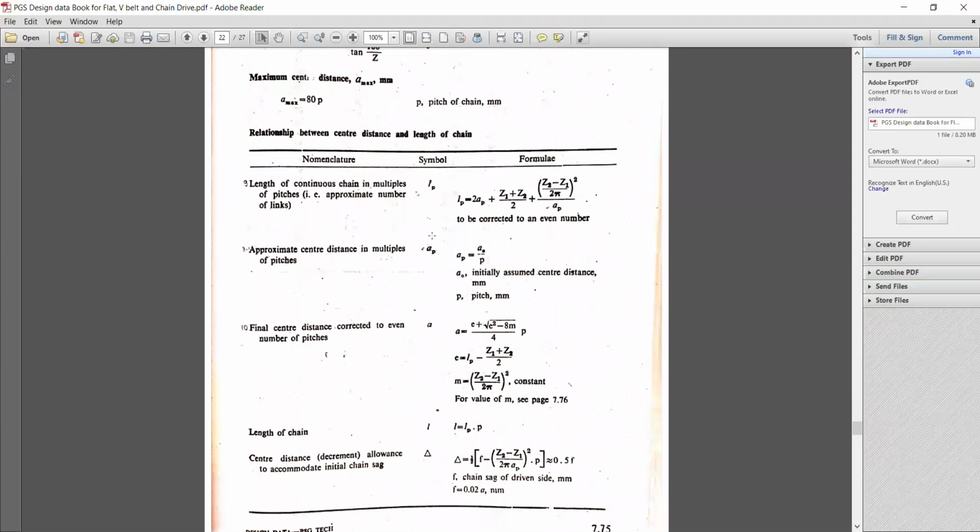Now to calculate the length, Lp is equal to 2Ap plus (Z1 plus Z2) divided by 2 plus ((Z2 minus Z1) divided by 2 pi) whole square divided by Ap. How can we calculate Ap? Ap is equal to A0, that is the initial assumed center distance, divided by pitch. This way you can calculate all the values.